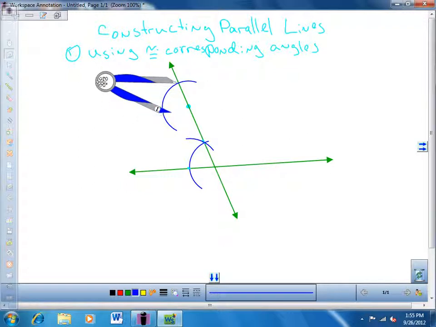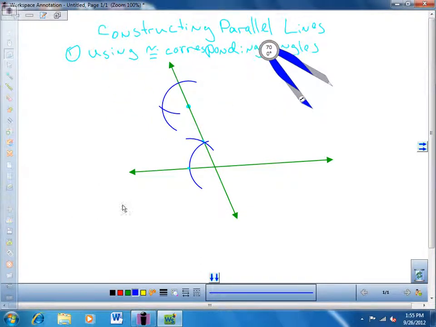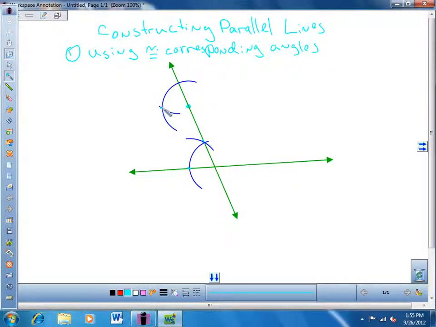Okay? And I'm going to make sure that the point is on that where the line and the arc intersect. Got that? And now I'm going to swing this way. Okay? And I'm going to put a point right there. And when I connect this point to that point, I should have two parallel lines.